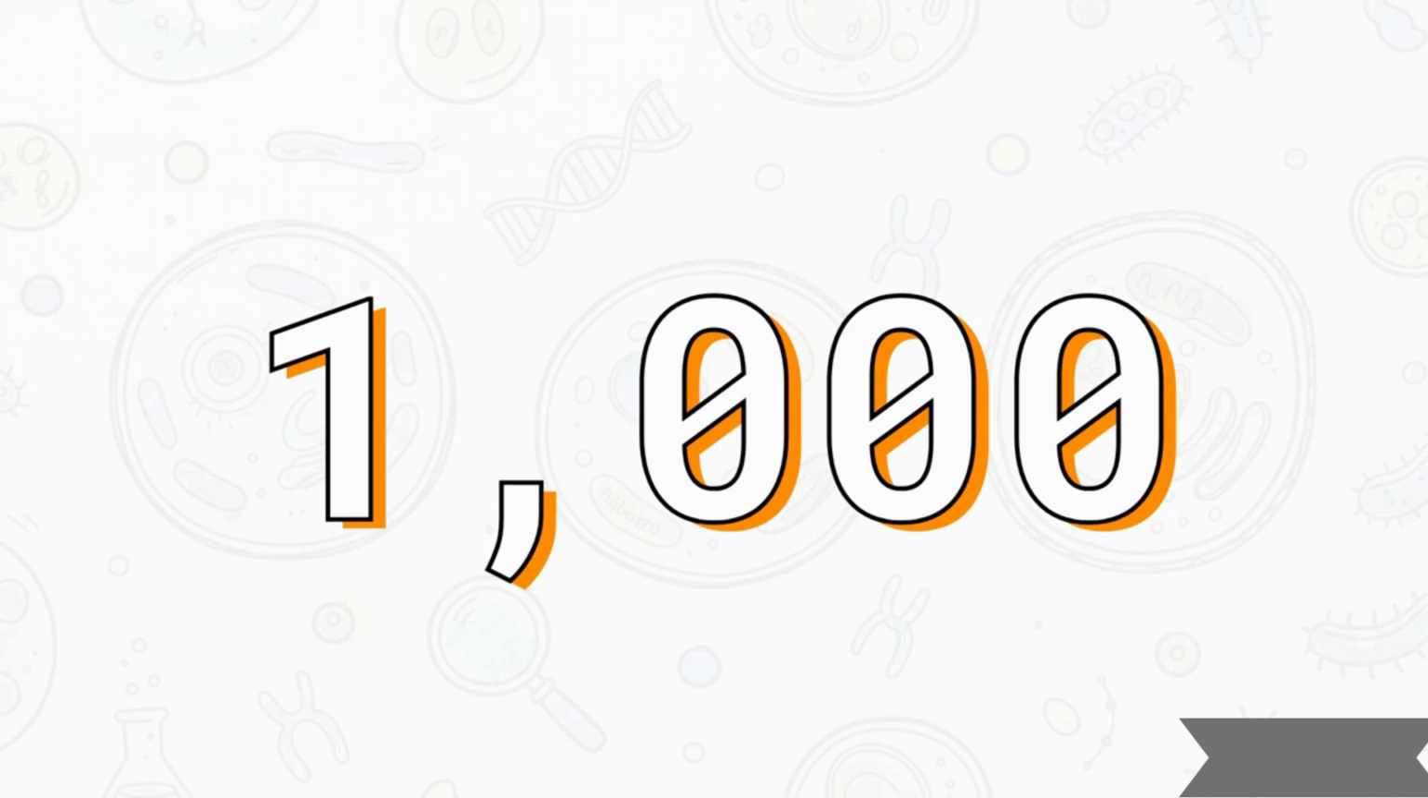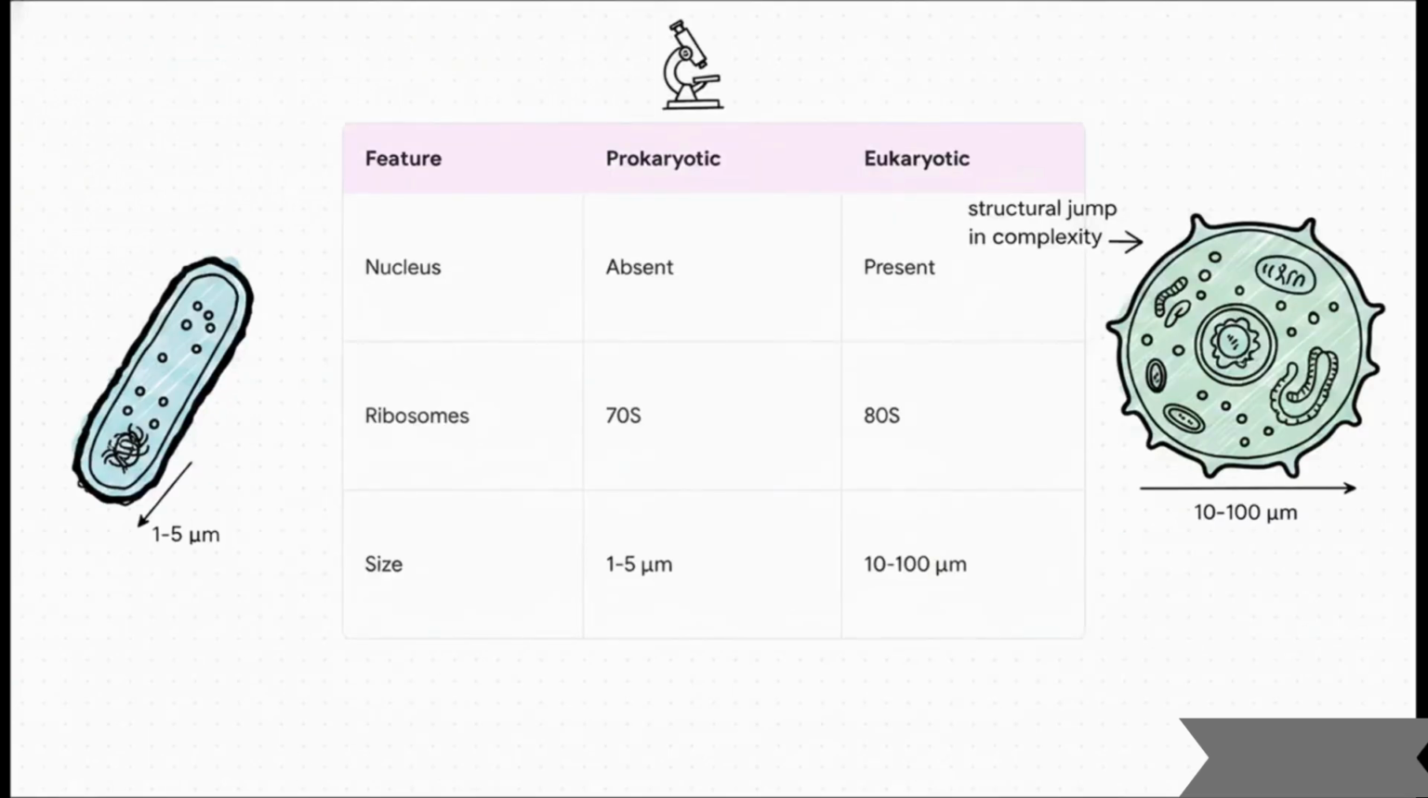Memorize this sequence. When you finally look through that lens, you'll notice a massive structural jump that basically divides all of life. On one hand, you have the simple prokaryotic bacterium. It has no nucleus, it's tiny, just 1 to 5 micrometers, and it uses smaller 70S ribosomes.